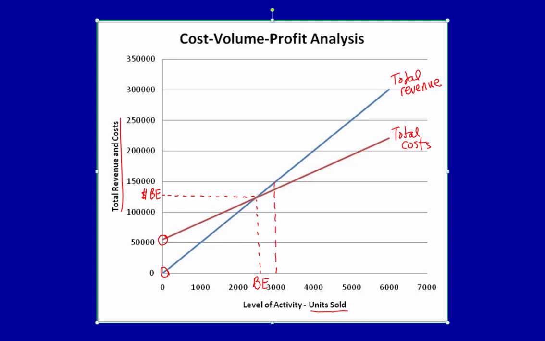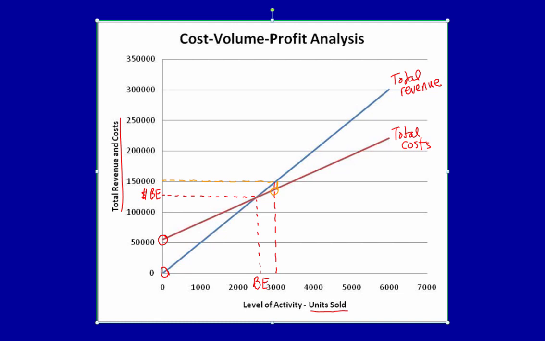Where it intercepts the total cost line is the total costs at 3,000. Where it intercepts the total revenue line is equal to the total revenue, $150,000. The space between the total revenue line and the total cost line is equal to the profit earned. In this case, we know it to be $12,000 because of our contribution margin income statement.